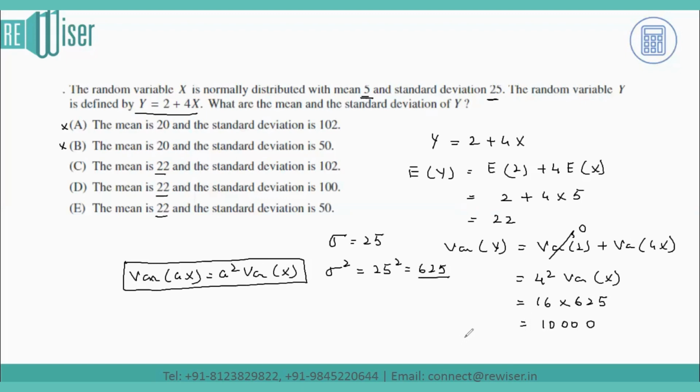Now, if I am calculating the standard deviation for y, that should be equal to the square root of the variance of y, which is the square root of 10,000. The value that we got is 100. If we look into the options, the mean is 22 and the standard deviation is 100. So option D will be our correct option. Thank you, students.